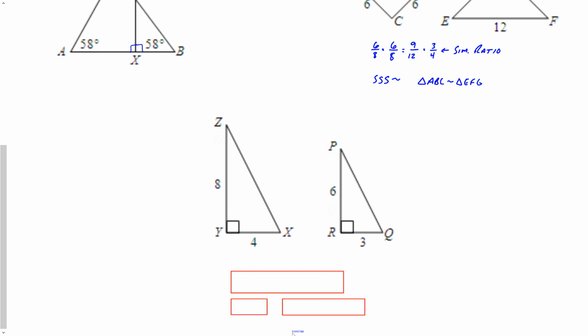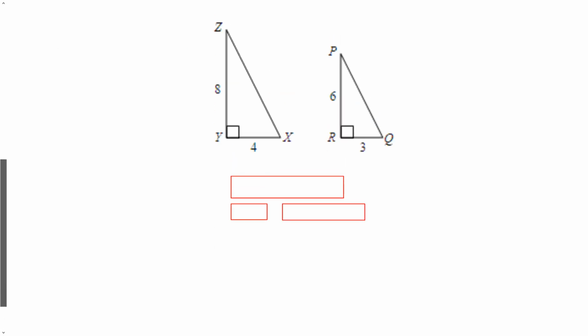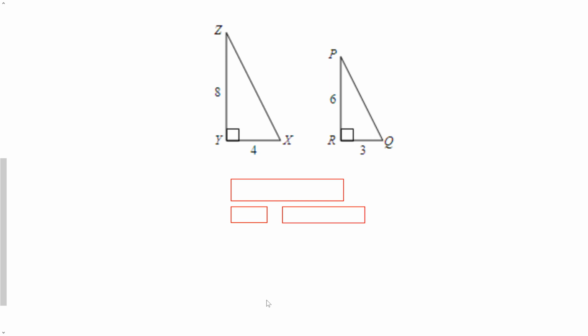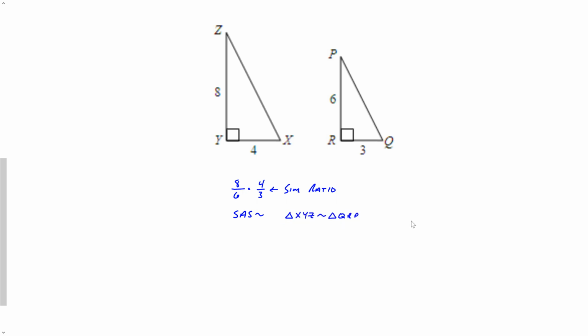Our last pair here at the bottom. Which method of proving triangles similar would we use here? So we know we have right angles. We know those are congruent. Now we have to check sides because we don't know any other angles. So I set up the proportion 8/6 equals 4/3. Those both would reduce to be 4/3. So that's our similarity ratio. In this case, we are using side angle side similarity. And an example of a similarity statement that you could write would be triangle XYZ is similar to triangle QRP.